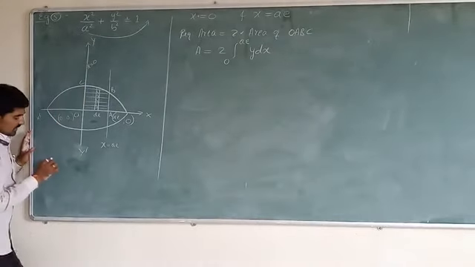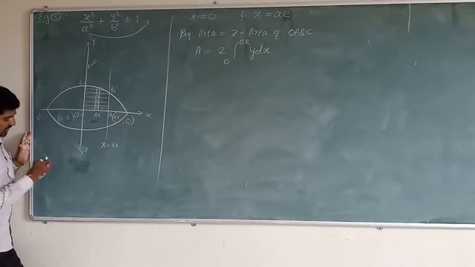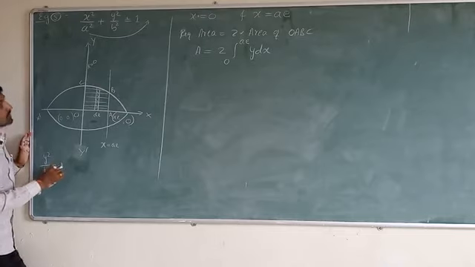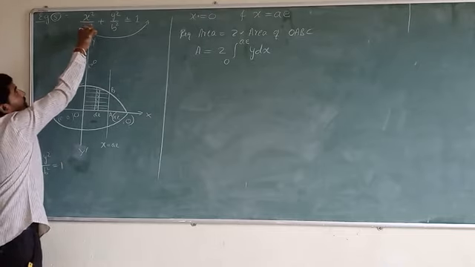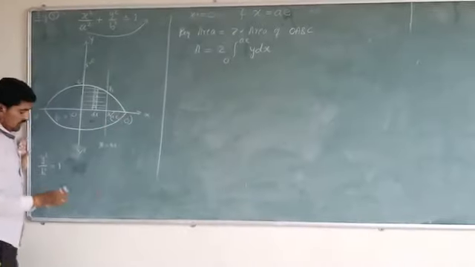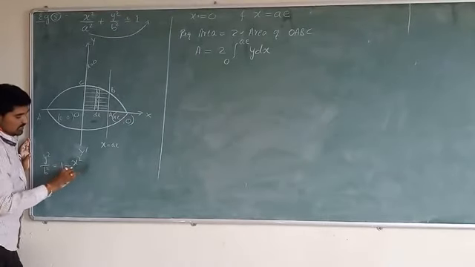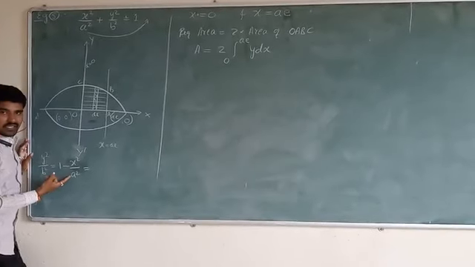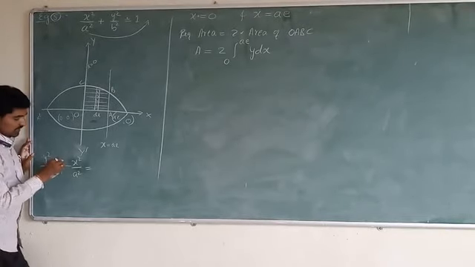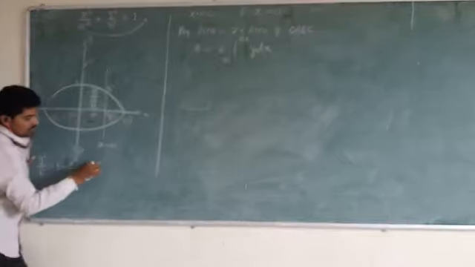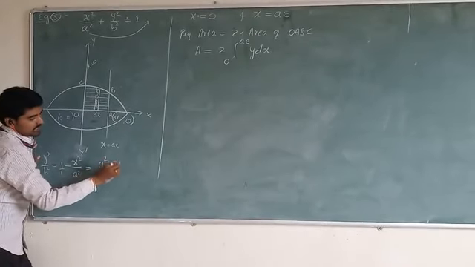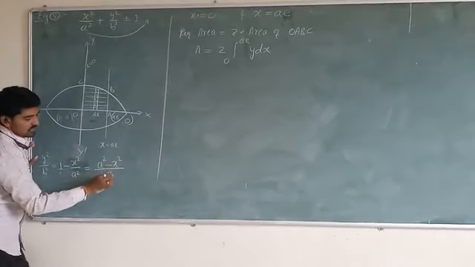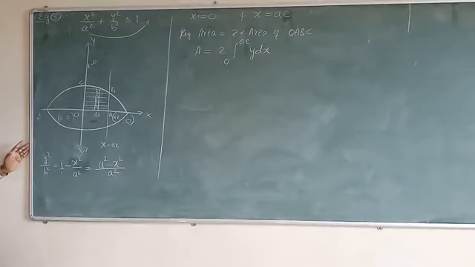So therefore, the value of y square divided by b square is equal to 1 minus x square divided by a square on the RHS. Here we can take a square as LCM. So here multiplied by a square: 1 into a square minus x square divided by the LCM, which is a square. I hope all of you understand.